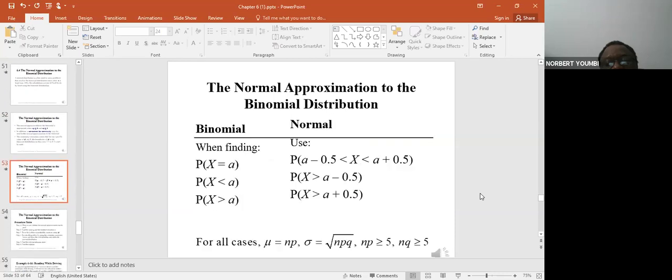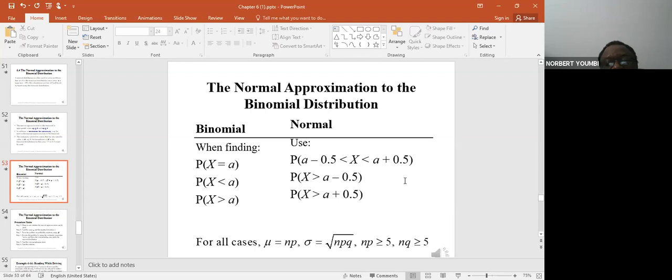So in order to use the normal distribution to answer questions about a binomial distribution, we often make what we call a correction for continuity. Here, if the binomial distribution question is x equals a, we will transform it into the probability that x is greater than a minus 0.5 and less than a plus 0.5. If x is less than a is the binomial question, we will work it as a normal distribution and consider x less than a minus 0.5. And if x is greater than a, we will consider it as x is greater than a plus 0.5.